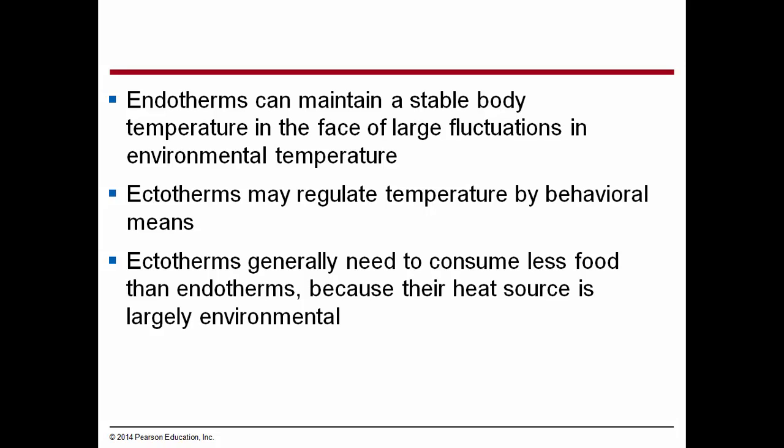A study was done on rattlesnakes in Montana, and they were able to determine that a rattlesnake needs a minimum of 2 rats per year. It consumes 2 rats per year, and then it's able to survive. If it was able to eat up to 4 rats per year, it would have enough energy to reproduce. So ectotherms don't need a lot of food to survive, because their heat source is largely environmental.